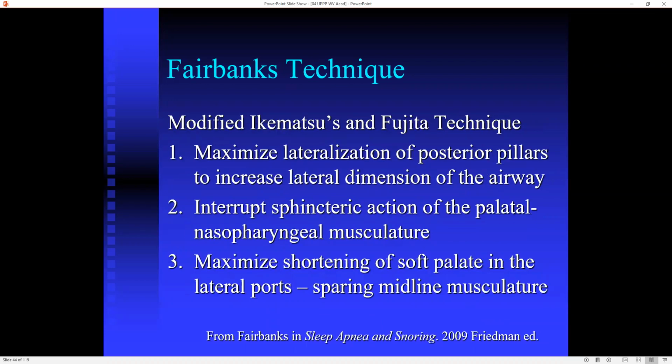So Fairbanks actually modified the technique, and his was a technique I used for many years because what it did was it maximized the shortening of the palate laterally, and that way you maintain the sphincter action in the midline. Just like when you're taking adenoids out, you look for the passavant ridge. That's a real important area, even in adults with palatoplasty.